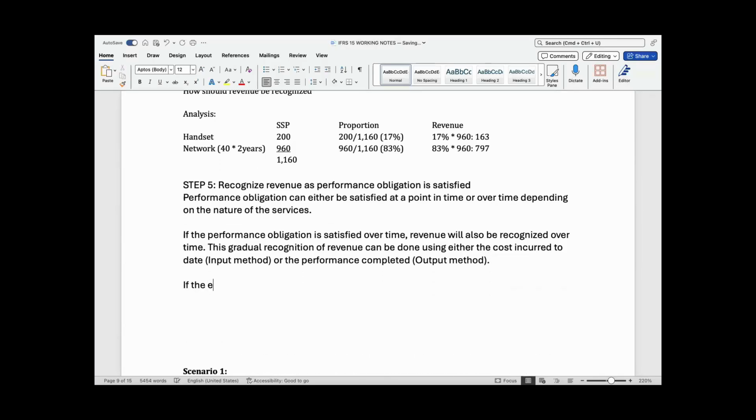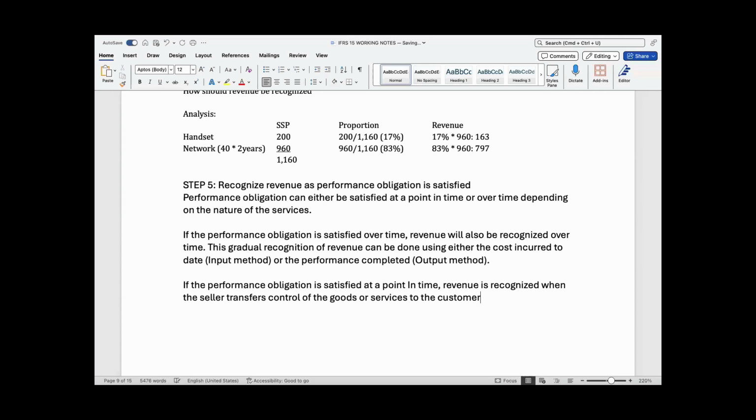But if the performance obligation is satisfied at a point in time, revenue is recognized when the seller transfers control of the goods or services to the customer.